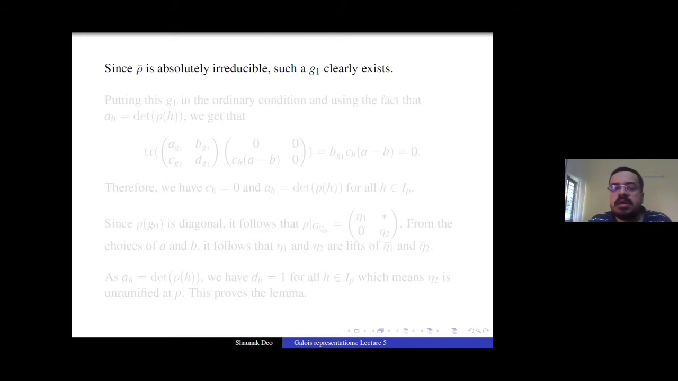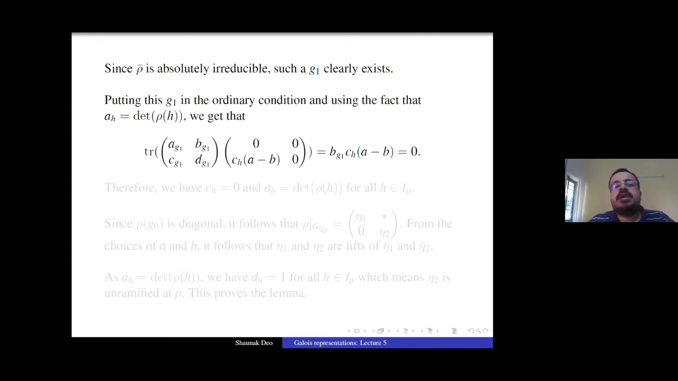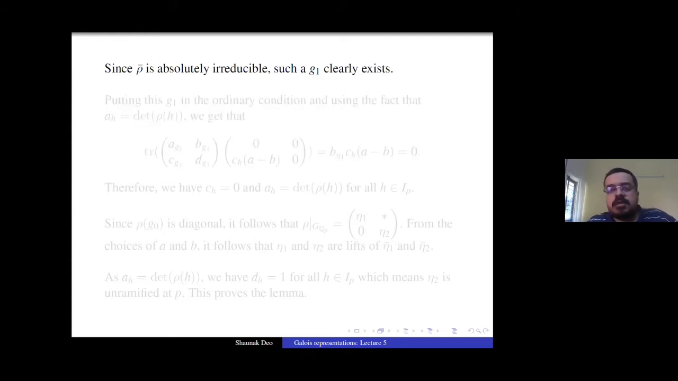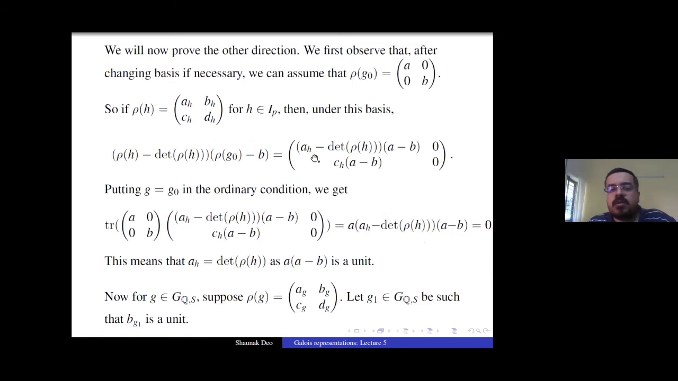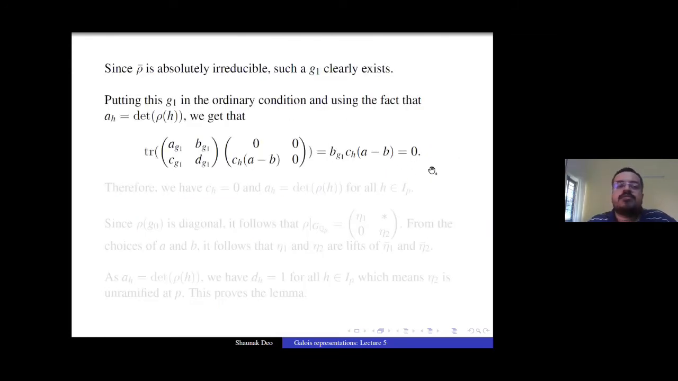So we put this G1 in the deformation condition, and we already know that AH is determinant of rho of H. So in the product matrix that we have got here, this upper entry is going to vanish. So this matrix is just 0, 0, CH times A minus B, times 0. And so when you put G1 in the ordinary condition, that means that this product should have trace 0. The trace of the product is just BG1 times CH times A minus B. BG1 is a unit, A minus B is the unit we saw. So CH is 0 for all H in the inertia group, and AH is determinant of rho H.